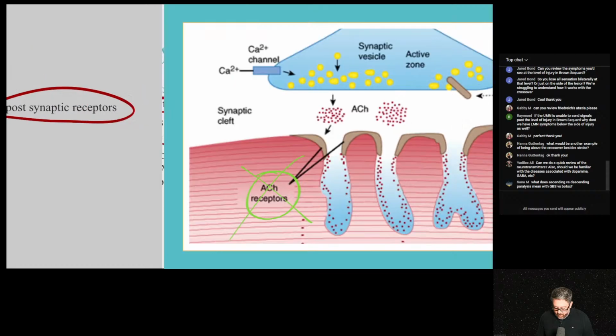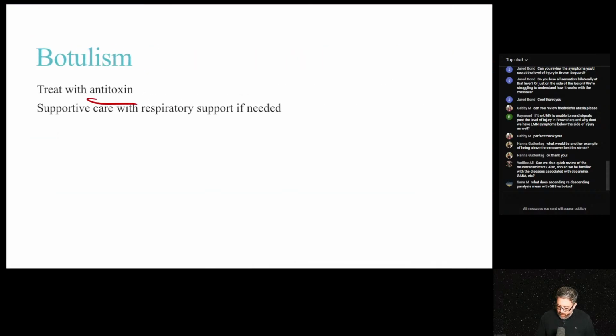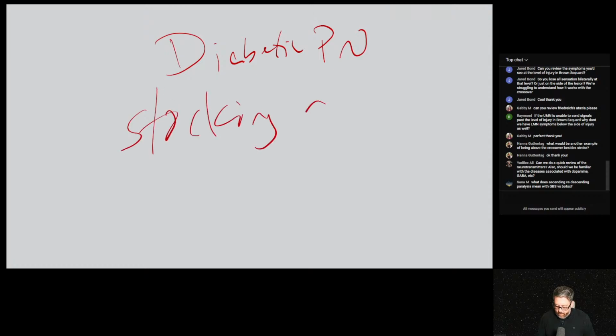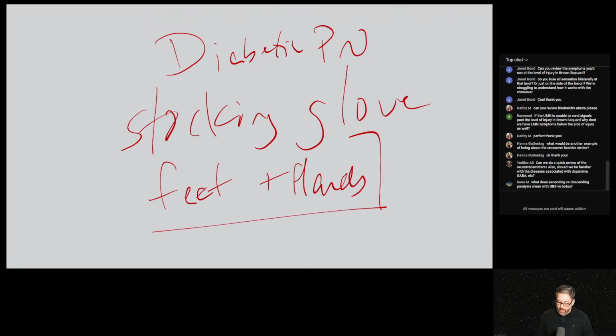The other key one, I don't think I have it on this one, is the diabetic peripheral neuropathy. And this is a stocking glove. So it's feet and hands. That's where it starts. With peripheral neuropathies, what you're going to see with their numbness and tingling is going to be the hands and the feet. So all the distal limbs and whatnot. So that's the diabetic one.